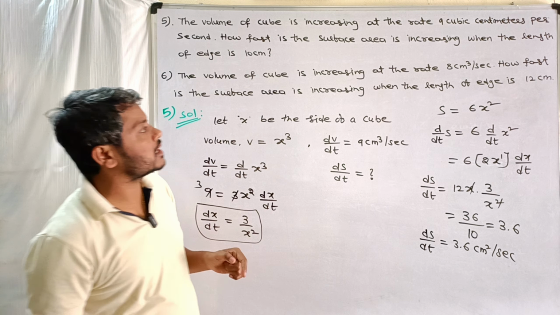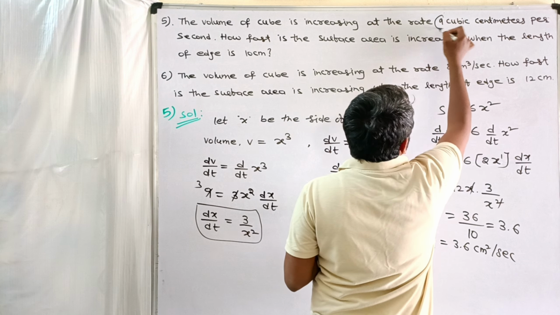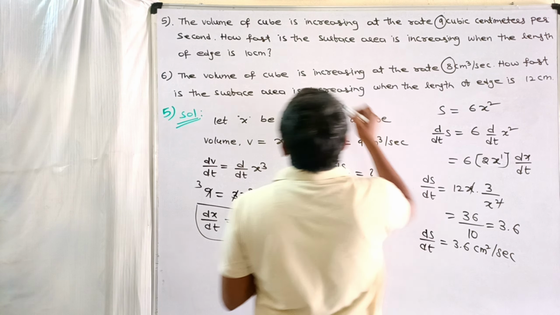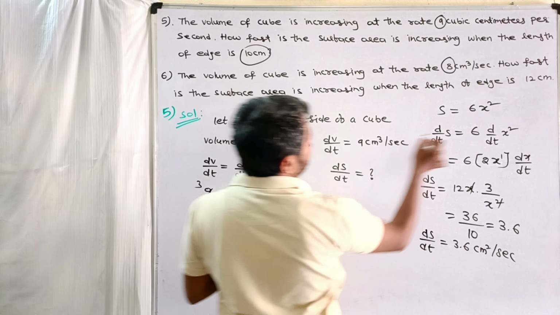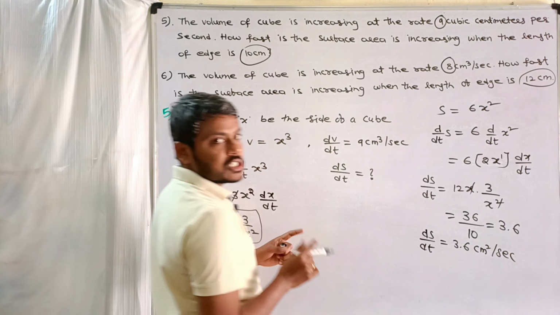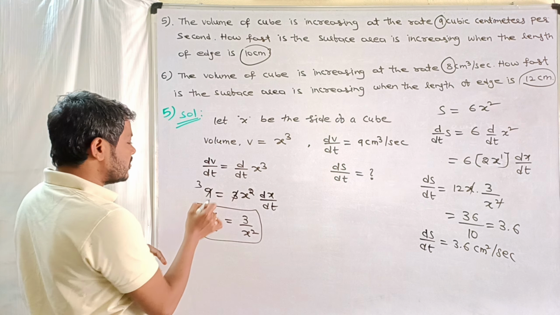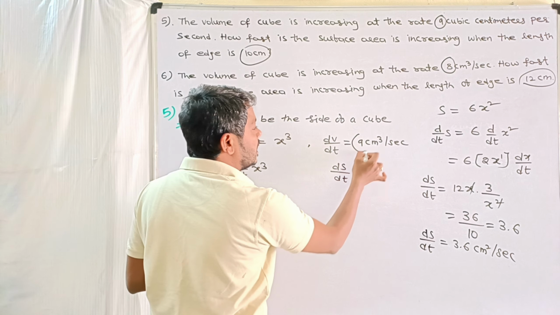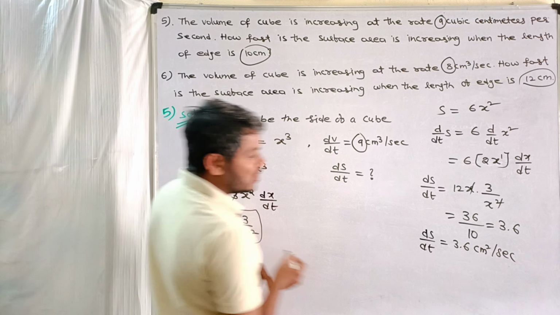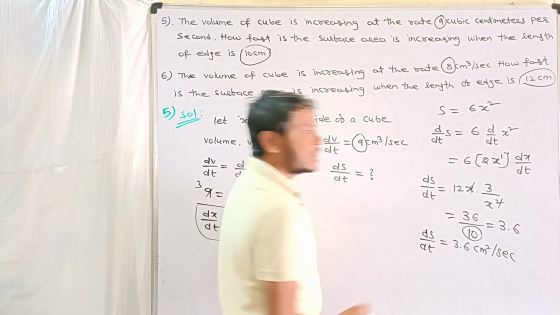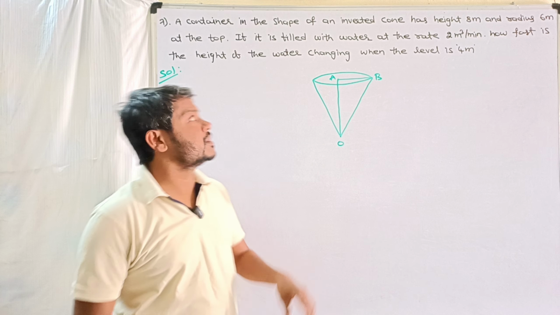This is also similar. See here, in place of 9 they given 8. In place of 10 they given 2 by. Okay. So we just have to change that dy by dt value and also the x value. Okay. Next question number 7.